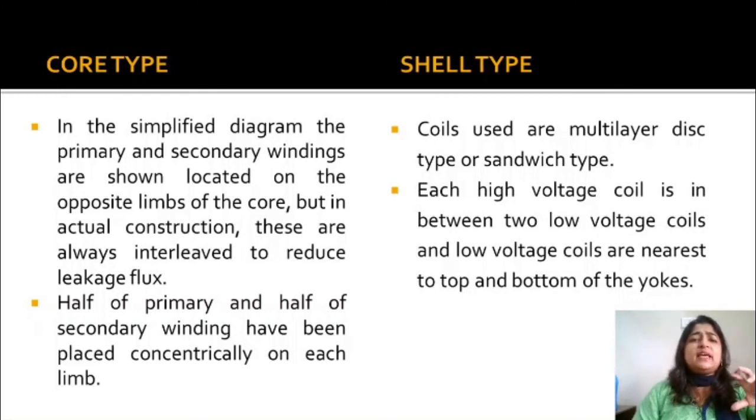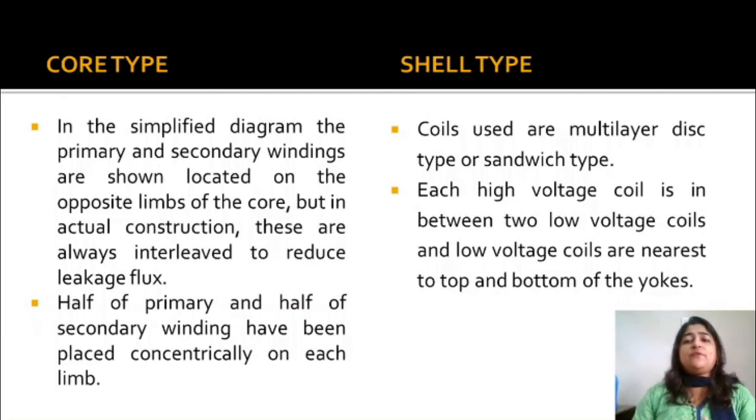Explain करते वक्त हम बताते हैं कि LV winding एक limb पे रखी हुई है, HV winding एक limb पे रखी है, but actually ऐसा होता नहीं है. There is always a half-half situation होती है. LV रखा होता है, उसके ऊपर HV रखा होता है, यहाँ पे भी LV रखा होता है, उसके ऊपर HV रखा होता है. तो ये क्यों करते हैं?